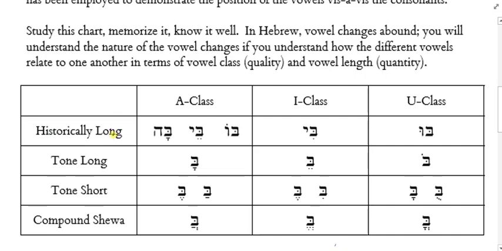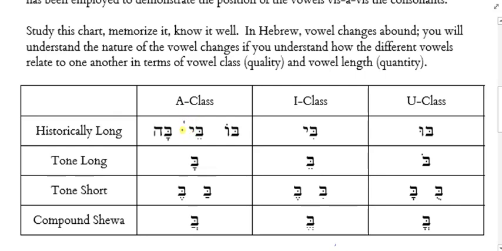So we have historically long vowels. These are the unchangeably long ones that use the mater. The tone long, the tone short, and then the compound shevas I've put in here just to show you that we have an A, an I, and a U class version of those, even though we don't really treat them as full vowels, but at least we can arrange them in the chart.